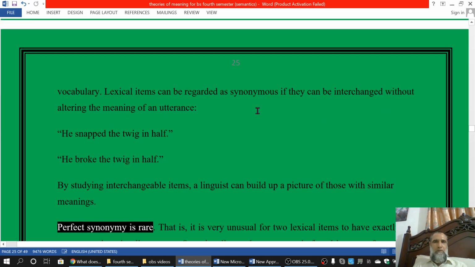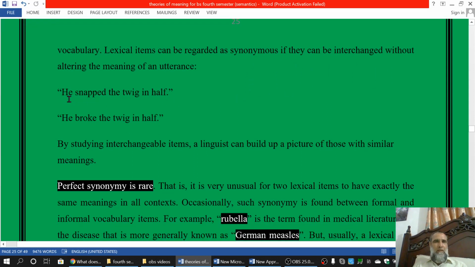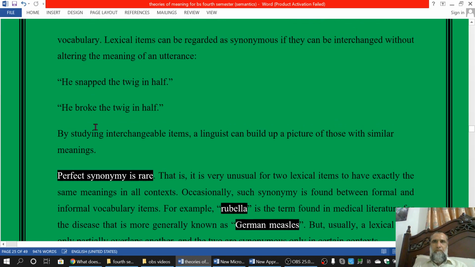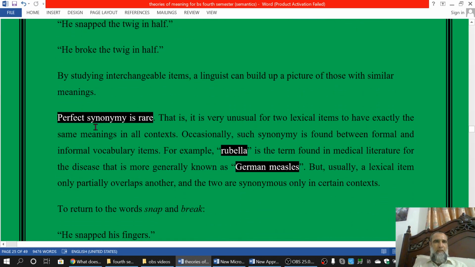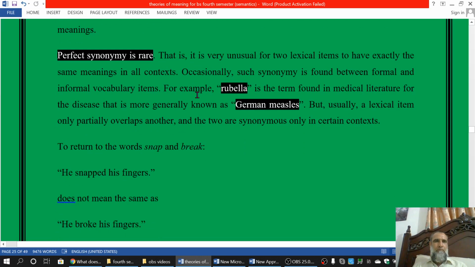جب ہم ایک دوسرے کو انٹرچینج کریں, ایک جگہ دوسرے لگائیں, میننگ وہی ہو. مثلا he snapped the twig in half, he broke the twig in half. snap کو broke کی جگہ پہ انٹرچینج ہم نے کیا ہے, اور میننگ میں کوئی فرق نہیں آیا تو یہ synonyms ہیں. But studying interchangeable items, a linguist can build up a picture of those with similar meanings. تو similar meanings والے items ایک linguist لے گا اور یہ ایک semantic field کا حصہ ہوگا.